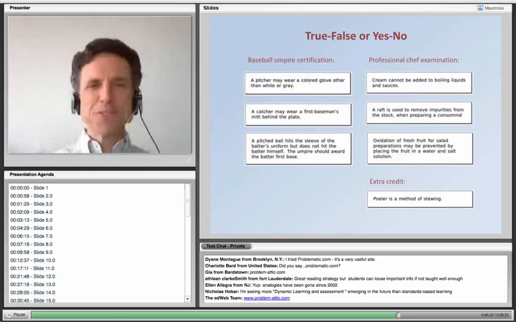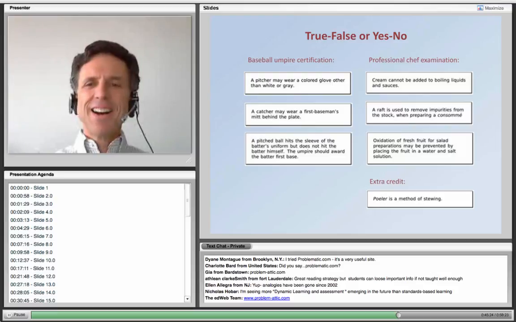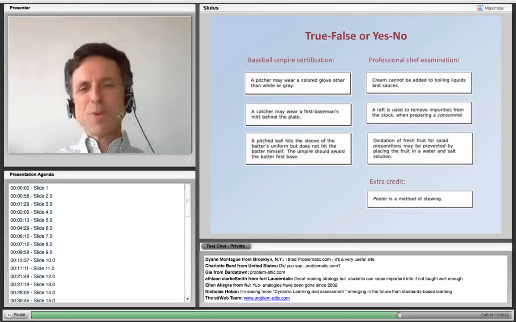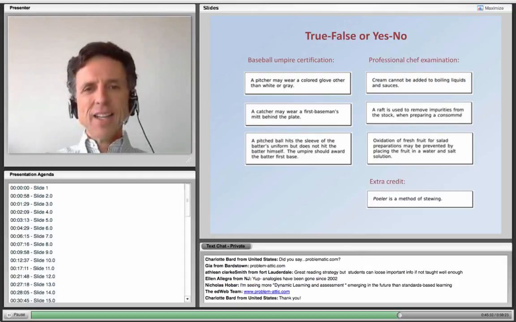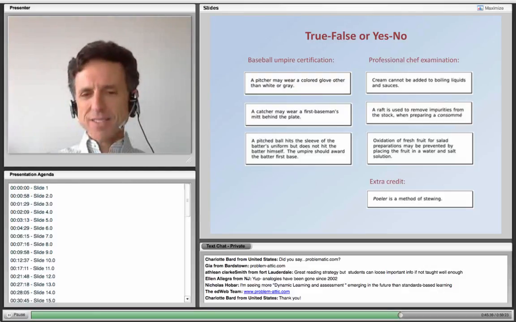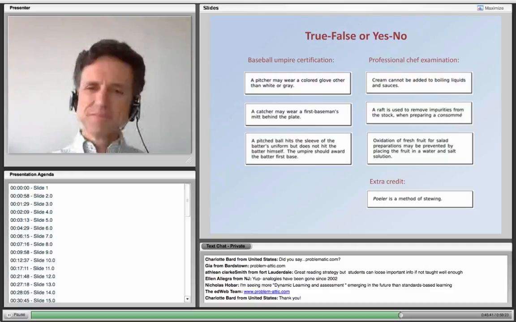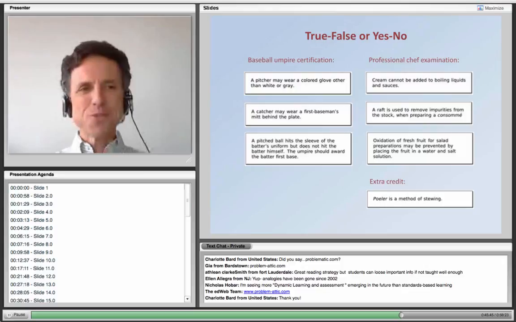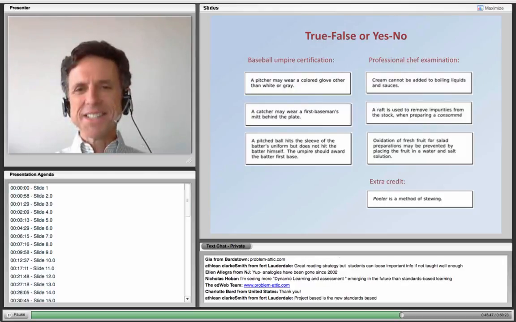And then finally, your classic true or false types of questions. Just for fun, I decided to pull these from some discipline other than the core subjects, math, science, social studies, and reading. So I pulled 3 questions from a baseball certification exam and 3 from a professional chef exam, and I put in a little extra credit question down there to the right. You all know how to do these types of questions. You may not know the answers, but true, false, and yes, no are classics.